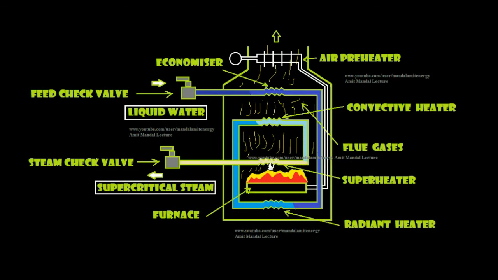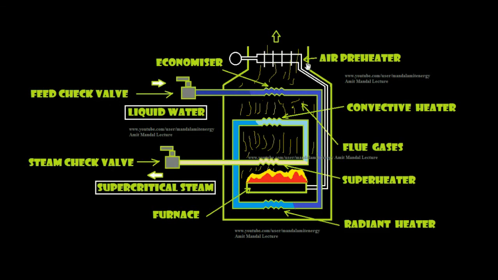So over there the temperature rises to an even higher level, to the desired level, because this is the last part of heating of water. So ultimately through this steam check valve, this superheated supercritical steam comes out from the system. So water goes in with supercritical pressure, and ultimately steam comes out with supercritical pressure from this boiler.